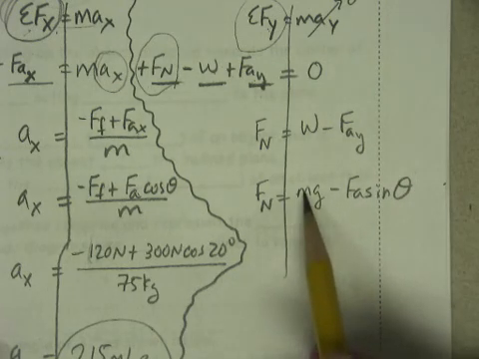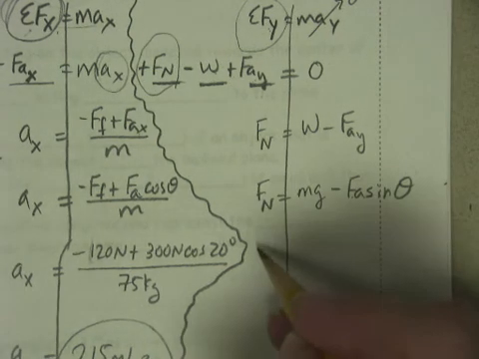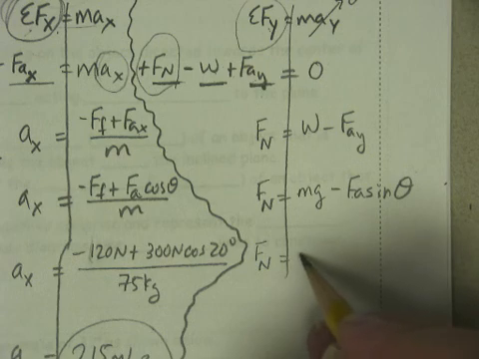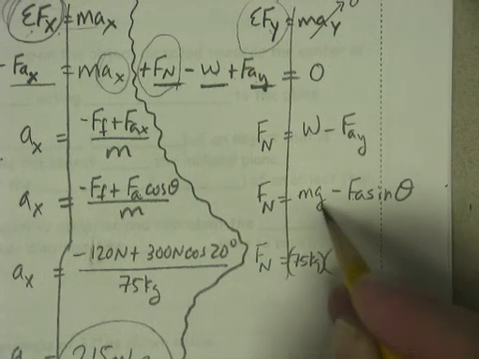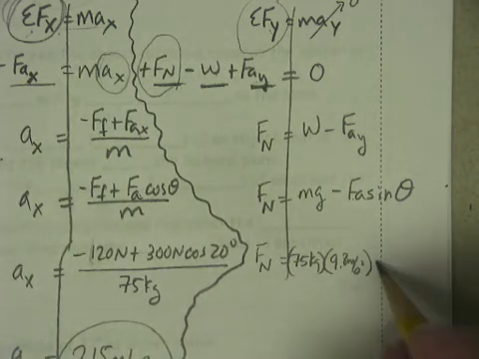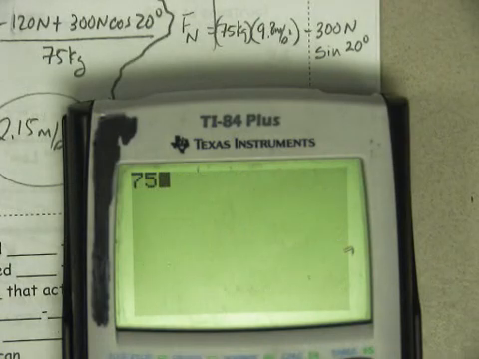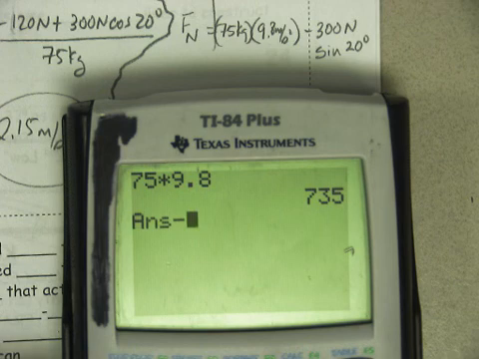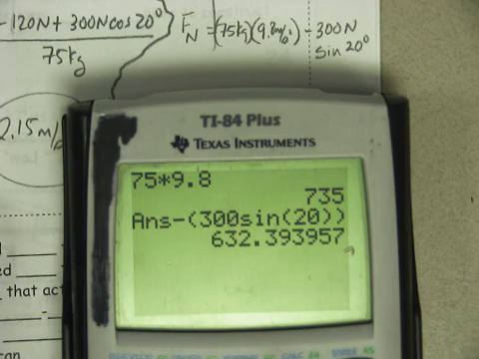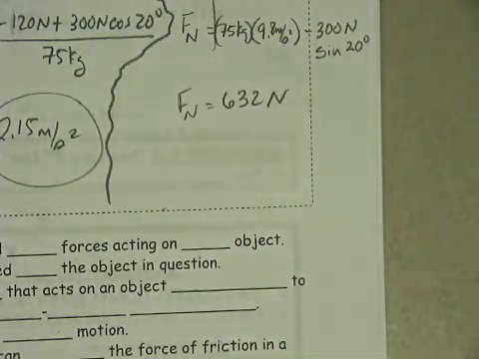And if I just go through my list, I know the mass, I know G, I know FA, that's 300, and I know the angle. So I know everything. It's just a matter of plugging it all in. So now you get to plug it in. The mass is going to be 75 kilograms. G is 9.8. Remember, it's positive when you're doing Newton's second law. This is all Newton's second law. Minus FA is 300, and then sine of 20 degrees. I'll plug all that in for you. I'm going to do the 75 times 9.8 first, get that number, and then subtract 300 sine of 20. And there it is: 632 newtons.